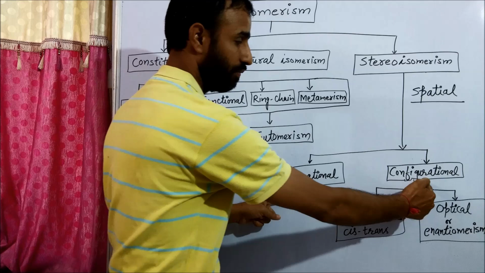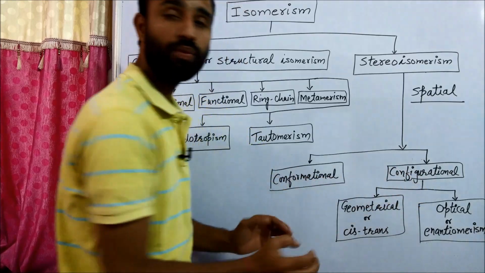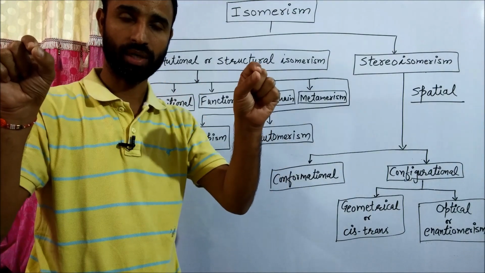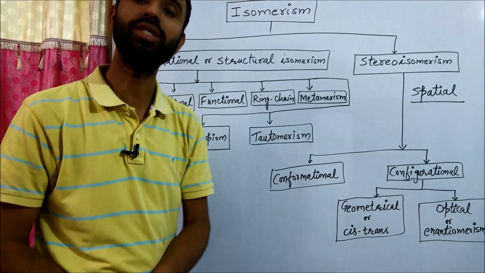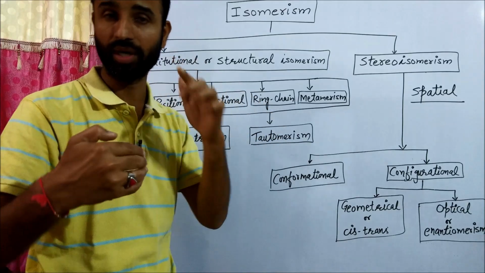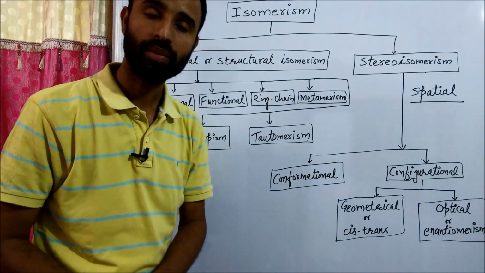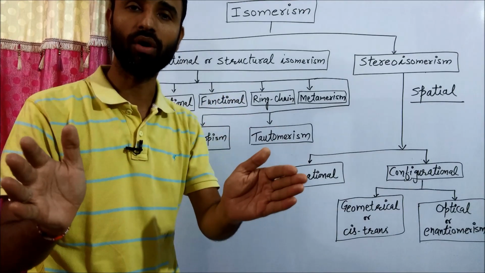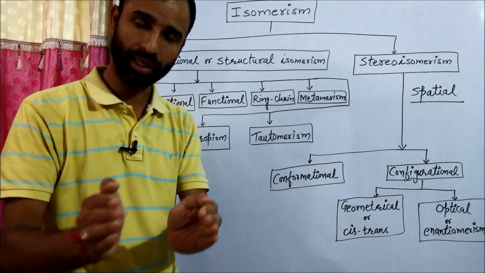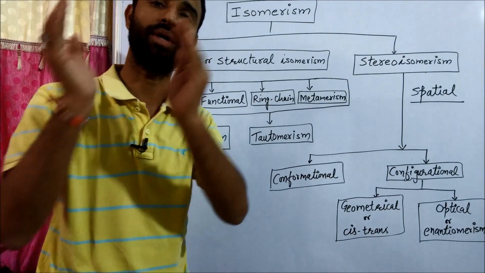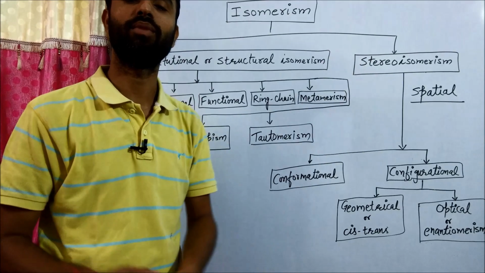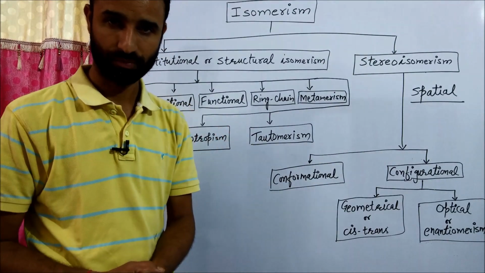Now, what is the basic difference between these two terms? Conformational means which have free rotation. There is a carbon-carbon single bond and free rotation is possible. These forms are interconvertible, meaning one form can be converted into another at room temperature, and there is no need of breaking of bonds or formation of bonds. There are infinite number of conformational isomers.